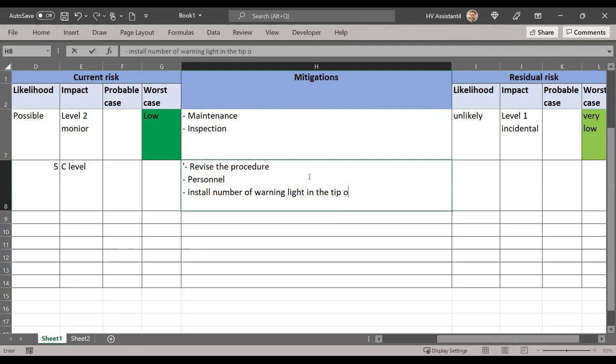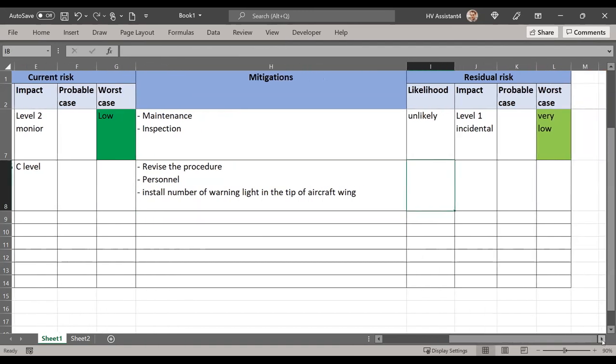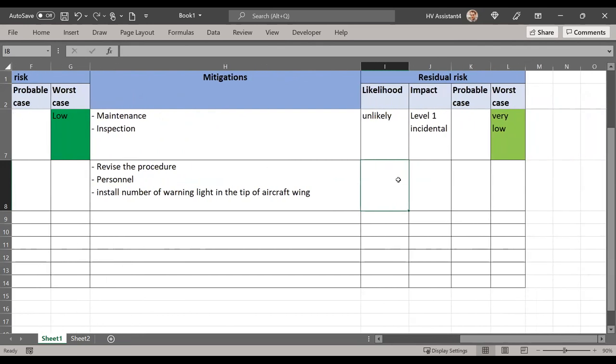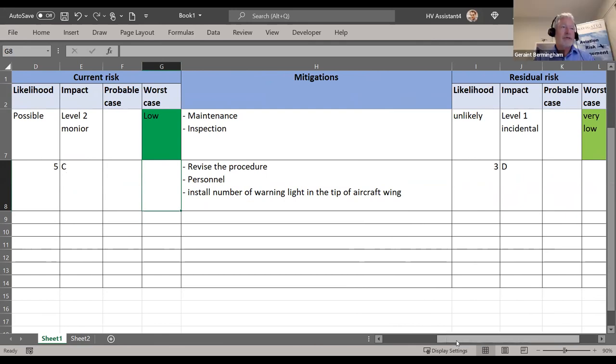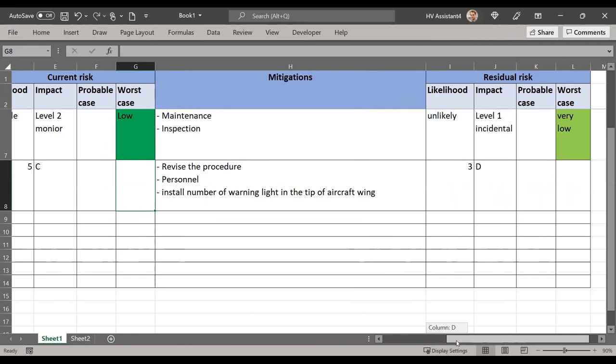After the mitigation measures, we identify the new residual risk as 3D. That means a tolerable, acceptable level based on the risk mitigation. So that's all. Is there anyone in our group who would like to add more comments? No more comments from the group? Thank you.